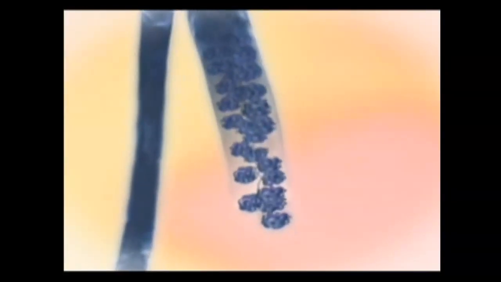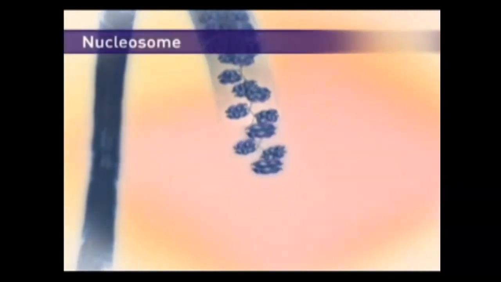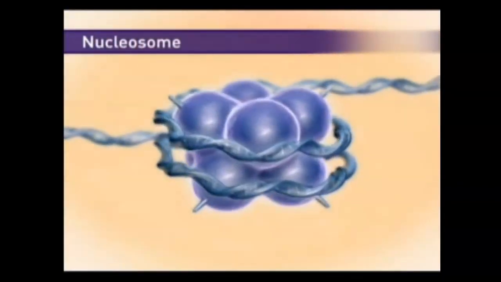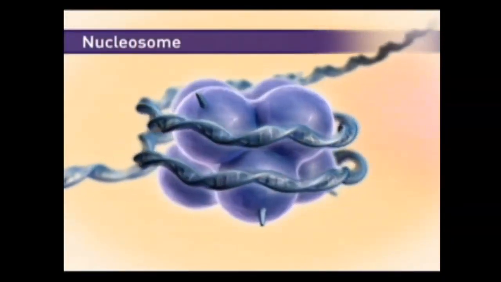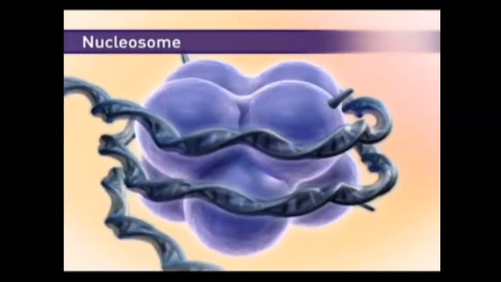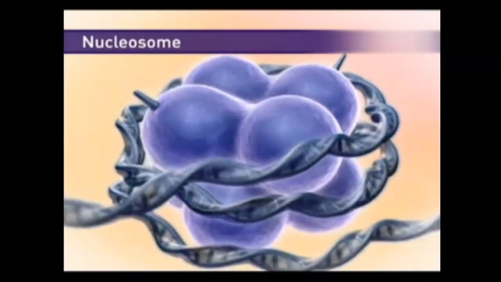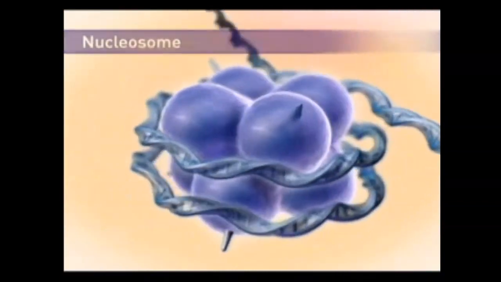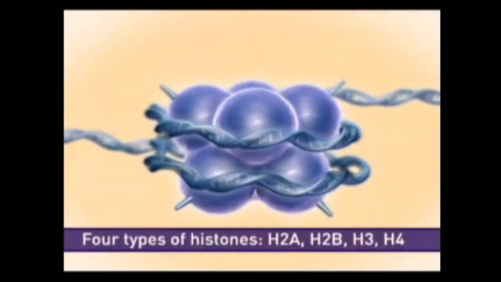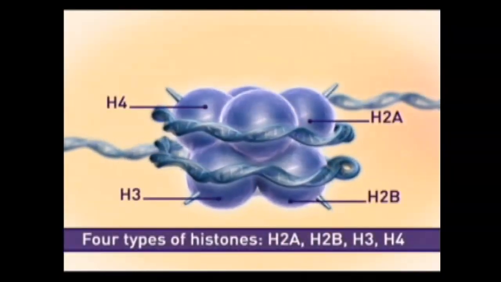Within chromatin, the repeating unit is the nucleosome. Nucleosomes are made up of 146 base pairs of 2 superhelical turns of DNA wrapped around a core of 8 histones. The histones are responsible for maintaining the chromatin's shape and structure.